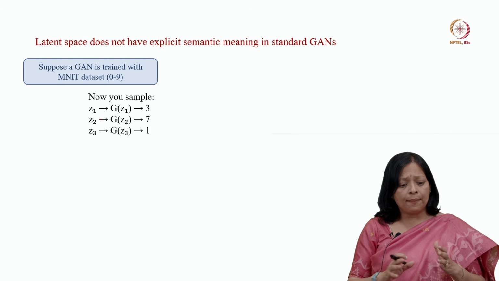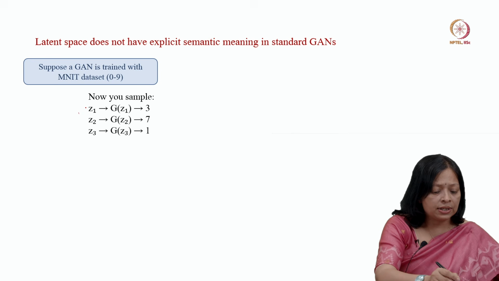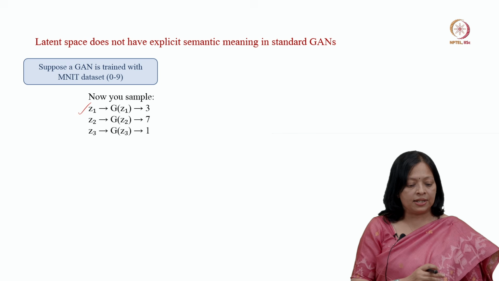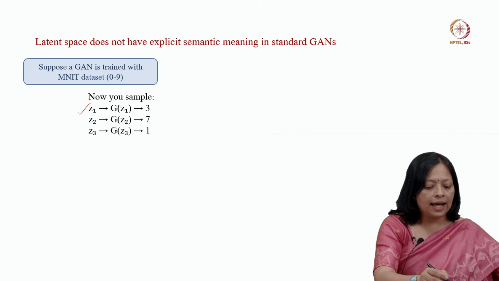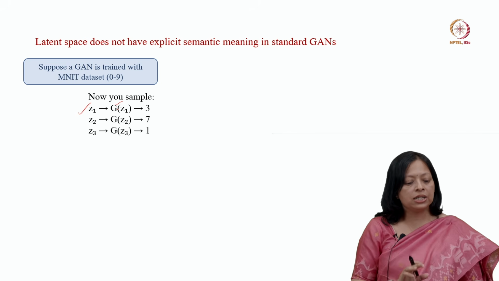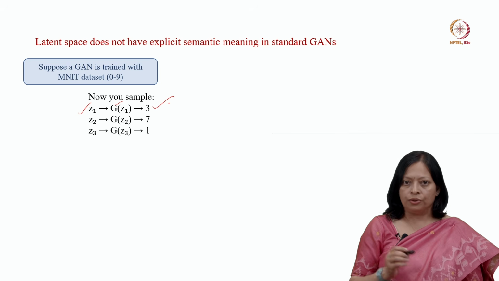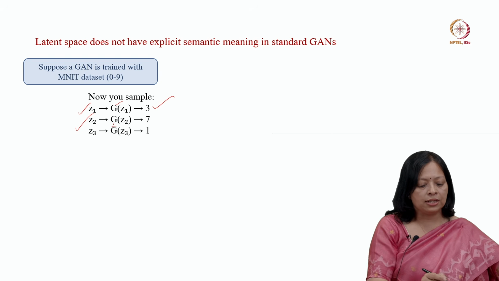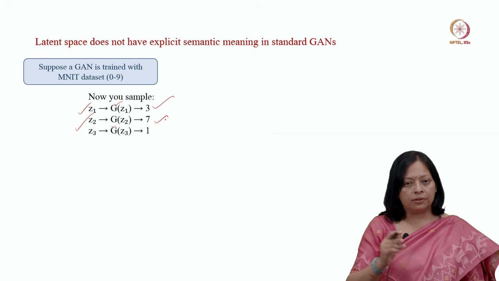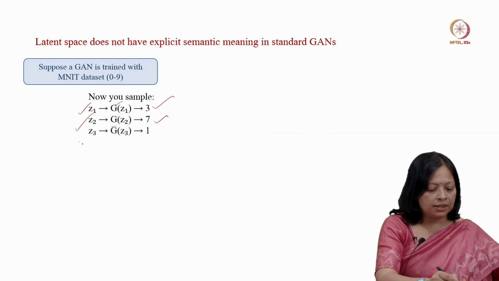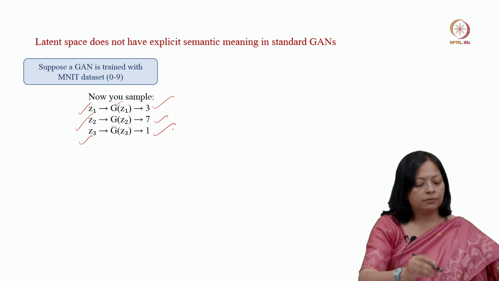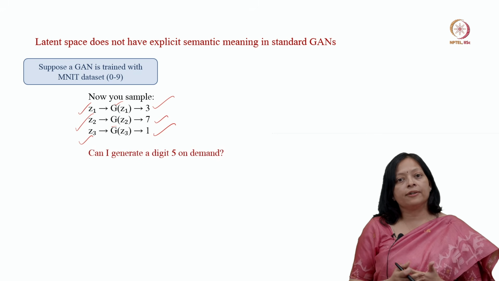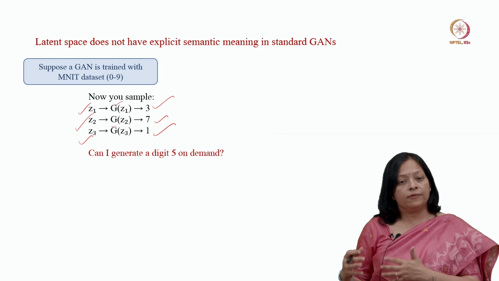Now, suppose you take Z1, a latent vector from the latent space Z, and you pass it through the generator G and you get an output 3. Similarly, if you sample Z2, it passes through the generator G and gives you the digit 7. Similarly, Z3 gives you 1.